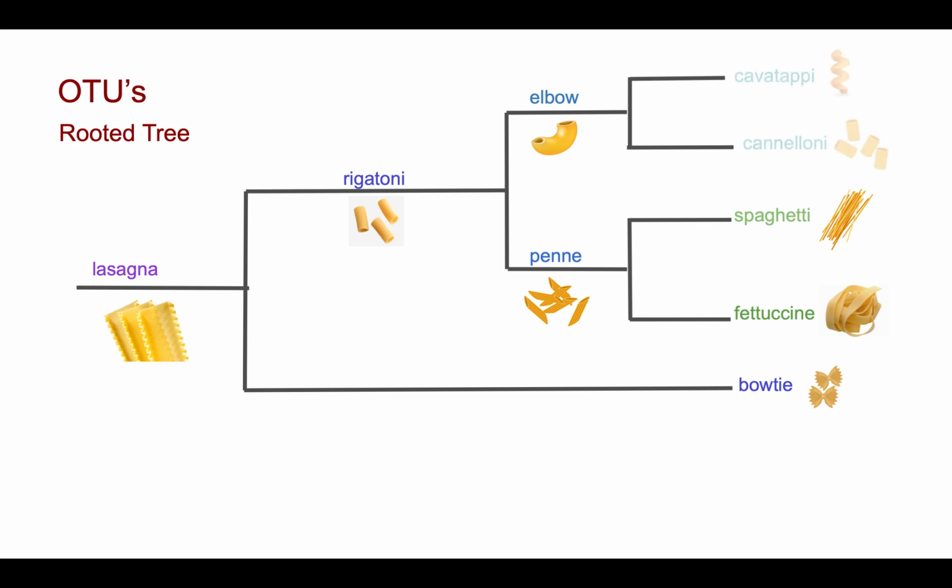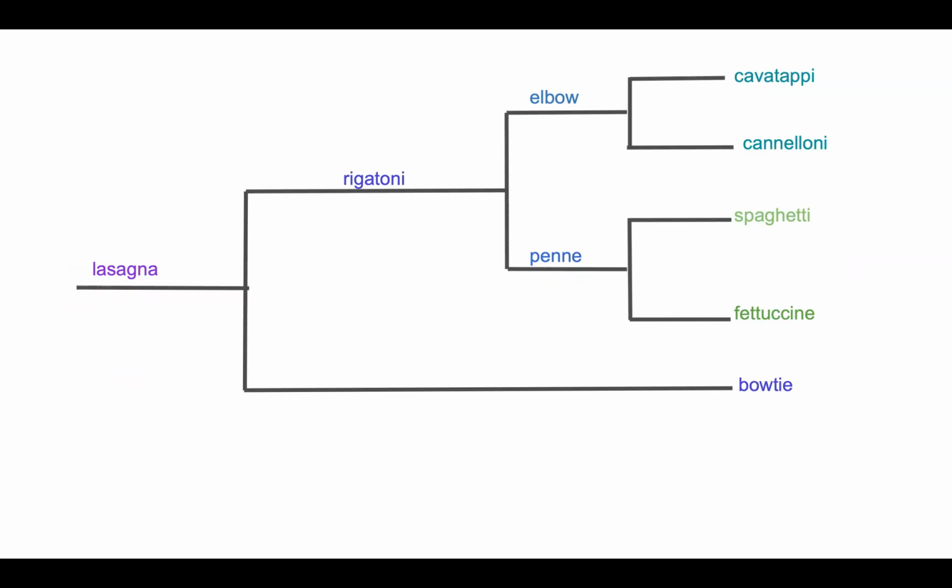Moving on to the elbow group, we have cavatappi and cannelloni. These two are subspecies under the elbow pasta because they both hold the same tube-like structures. Cavatappi is a twisted tube, while cannelloni is a widened, straight tube. To clean up the diagram, I've removed the images and we will focus on the key concepts and terms about this tree. The first term is anagenesis, which describes evolution within a lineage over time.